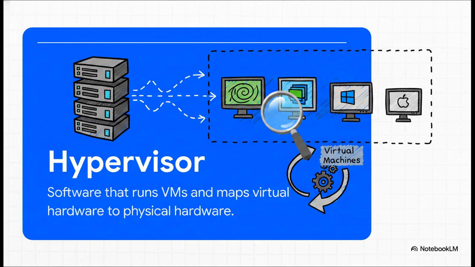To run a virtual machine, or VM, you need a specialized piece of software called a hypervisor. The hypervisor acts as a master emulation engine. It takes a guest operating system, say a version of Linux, and completely tricks it into believing it's running on its own dedicated physical hardware.